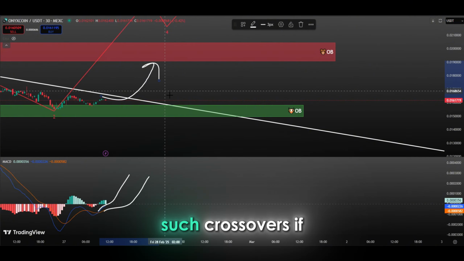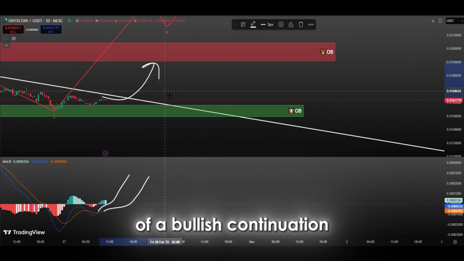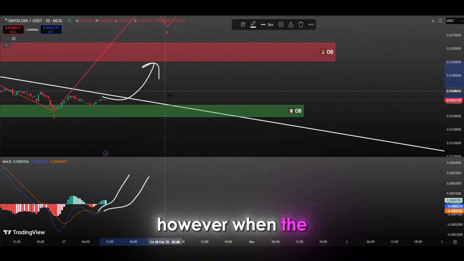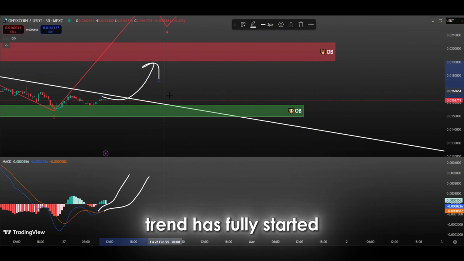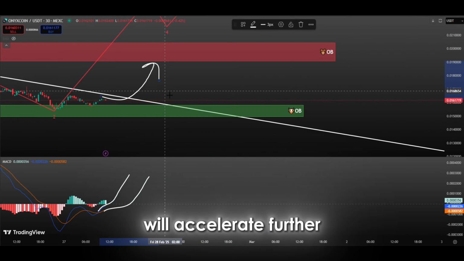Such crossovers, if reinforced by volume support, increase the chances of a bullish continuation. However, when the MACD crosses below the 0 line, it doesn't mean that the uptrend has fully started, and if it can extend this cross above the 0 point, the uptrend will accelerate further.